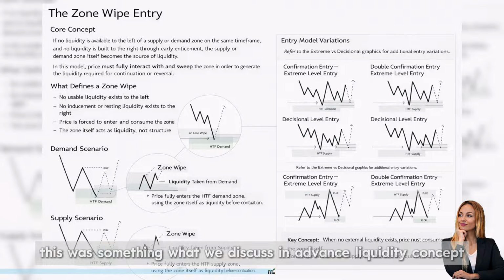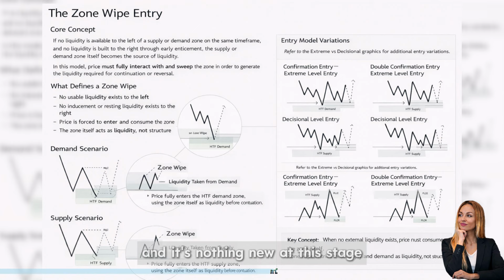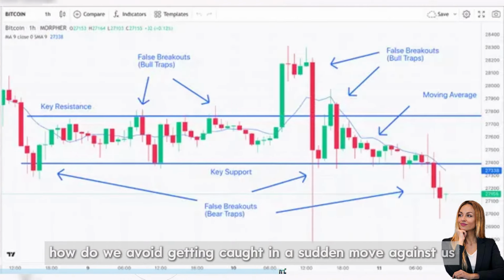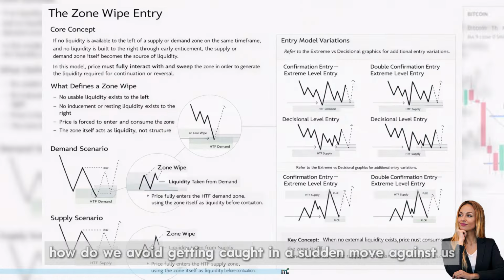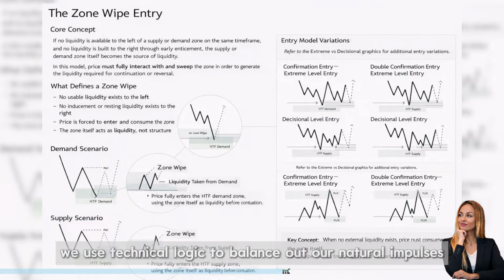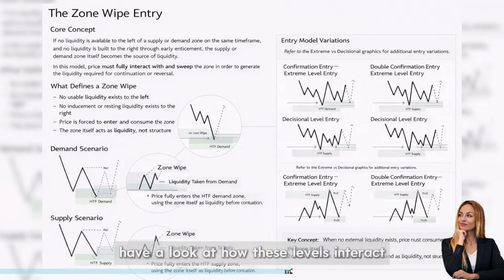This is something we discussed in the advanced liquidity concept, and it's nothing new at this stage. But what we can start to do is array on our different entry types and areas to enter from, to give more clarity on how we can look to trade these particular situations. So the question I often get is, how do we avoid getting caught in a sudden move against us? We use technical logic to balance out our natural impulses. Have a look at how these levels interact.